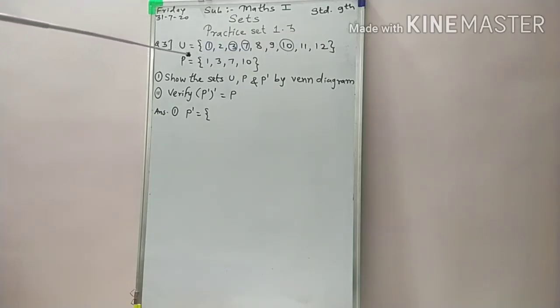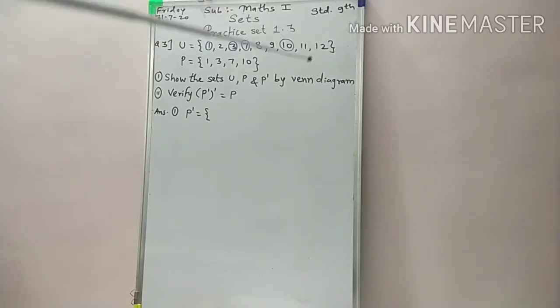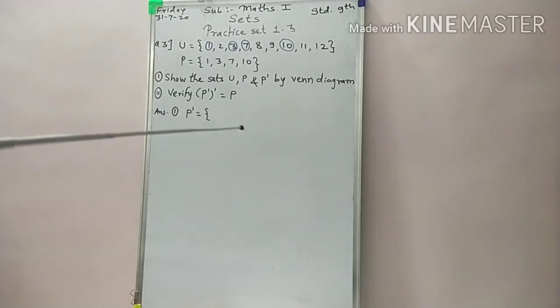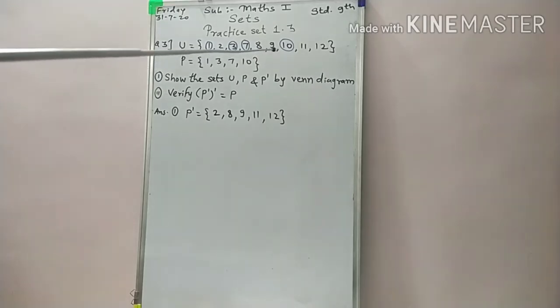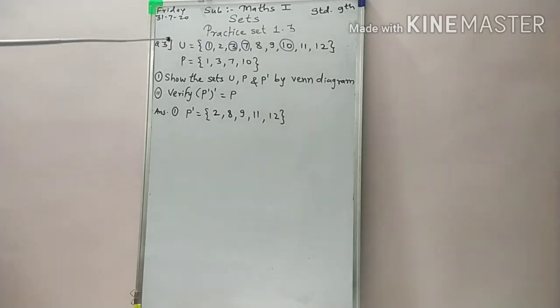So those elements 2, 8, 9, 11 and 12 we have to write down in what? Complement of P. Understood, students? Complement of P, the elements in U but not in P. So these are the elements 2, 8, 9, 11, 12 in U but not in P, and hence we write them down in complement of P.